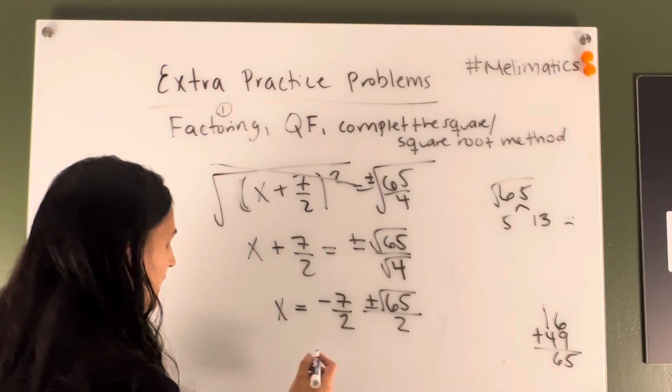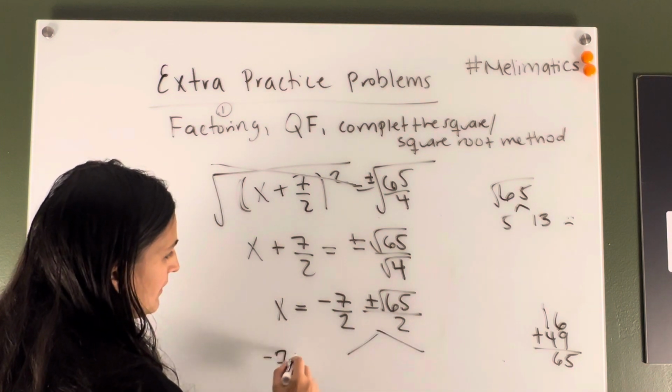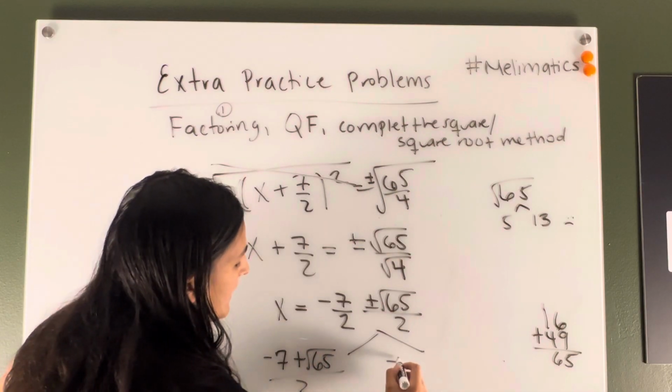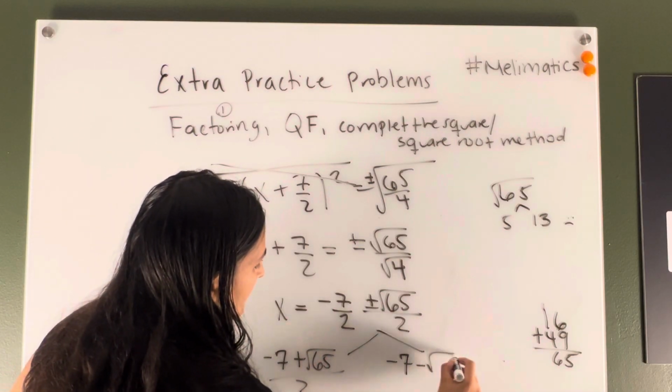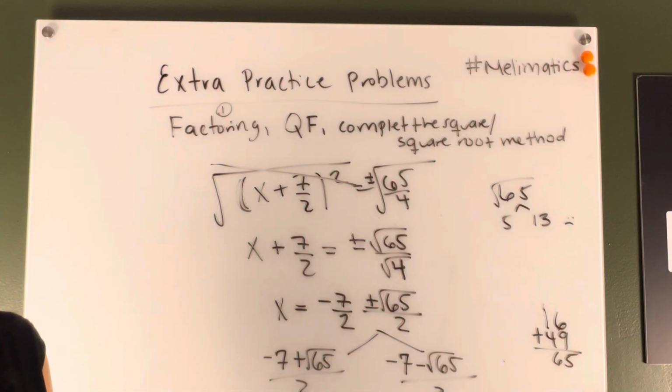Okay, but if you wanted to get your decimal answers, just double check that you know how to do this. It'd be negative 7 plus the square root of 65 over 2, and negative 7 minus the square root of 65 all over 2. And then just use a calculator and you can finish it. Okay.